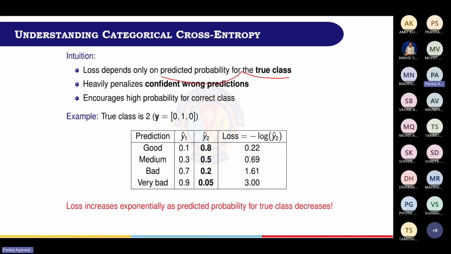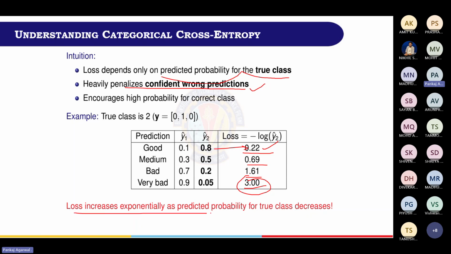You can see what kind of loss is being calculated. What is the relationship you see? The predictions which are good have a lesser loss, a small loss, obviously. It heavily penalizes confidently wrong predictions. Wherever there are wrong predictions, very bad, so the punishment is heavy. This is the entire thought process of categorical cross entropy, based on which it entirely works.